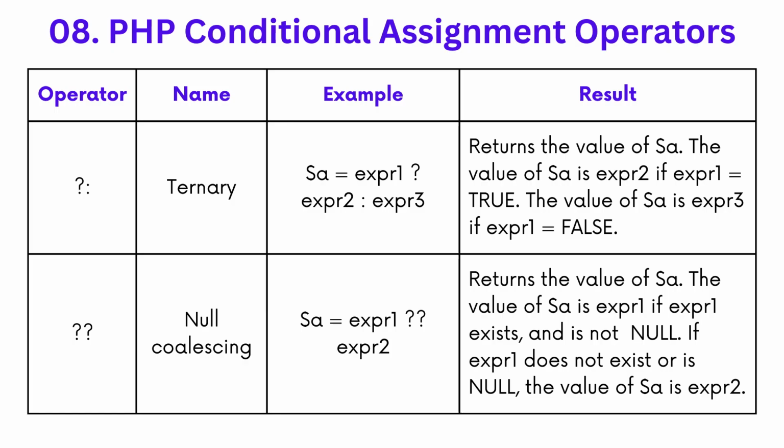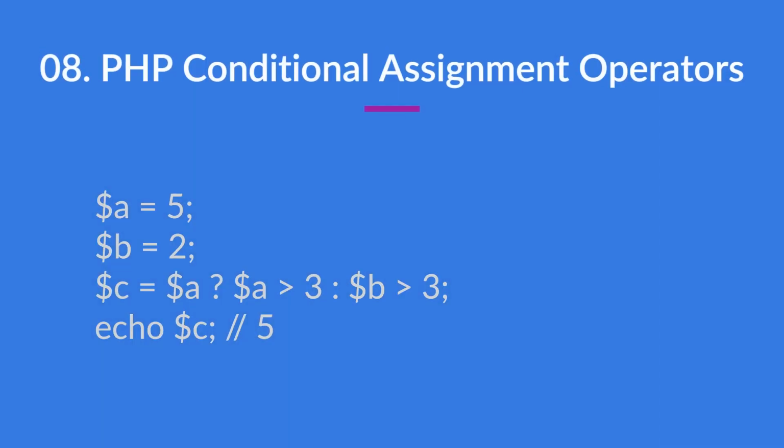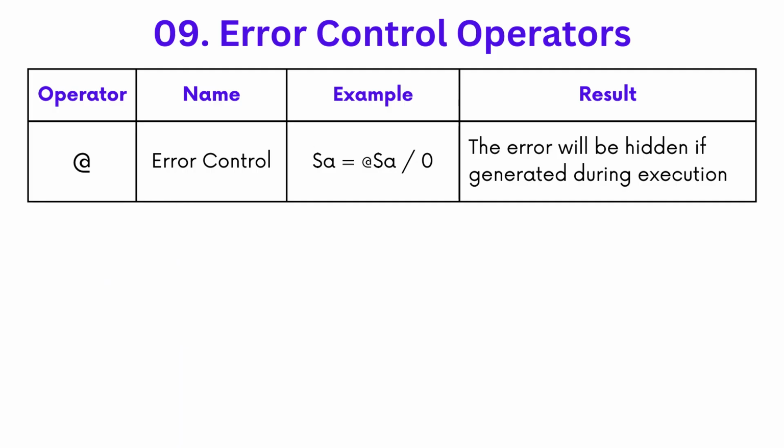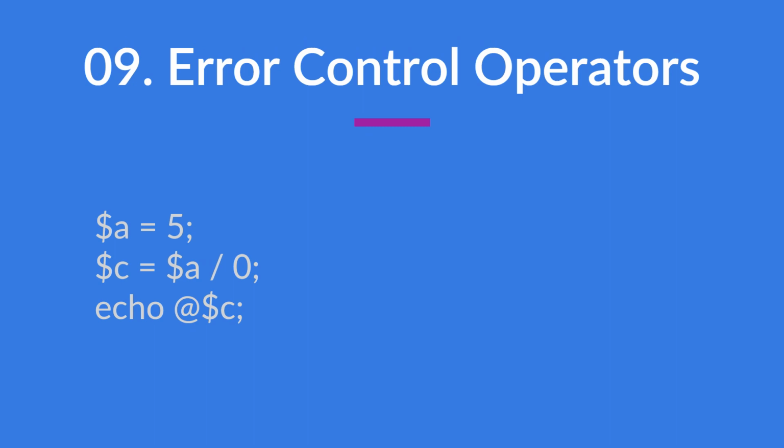8. PHP conditional assignment operators. The PHP conditional assignment operators are used to set a value depending on one or more conditions. This operator is introduced in PHP 7. Here is how these are used. 9. Error control operators. The PHP error control operators are used to suppress any diagnostic error that might be generated by an expression. There is only one error control operator available, and that is @. Here is how these are used.